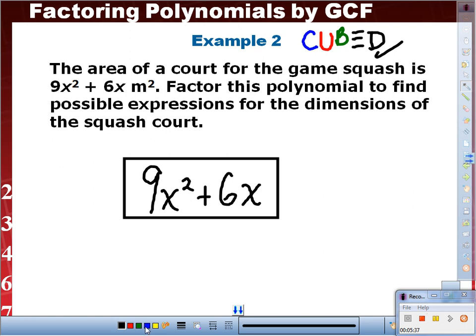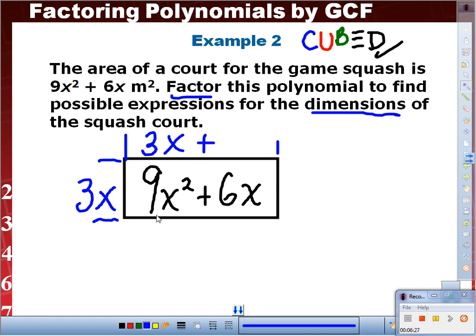All right. So they're asking us to factor and find the possible dimensions. So dimensions, that means that they want this measure and from here to here. So first of all, to find this one, we need to find the GCF. What would be our GCF for these two, everyone? 3x. So we write that right there. Okay, thank you. So now that we have that, do we know how to find the other dimension? Well, yeah. What is 9x squared divided by 3x? 3x. Very good. Plus, what is 6x divided by 3x? 2.